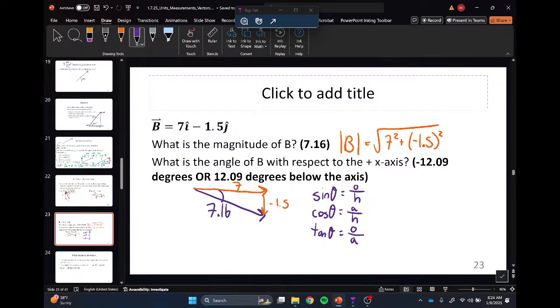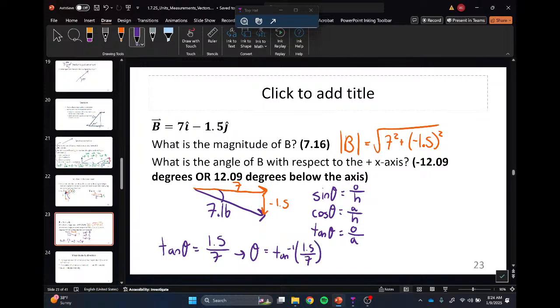In this case, I'm going to do the one that probably most people thought about, which is tangent. Again, all of them are correct. So I'm going to put that 1.5. That's my opposite side because it's opposite the angle. And then 7 is my adjacent side. And this is where we're going to do that tangent inverse. So the end result is that theta will be tangent inverse of 1.5 over 7.